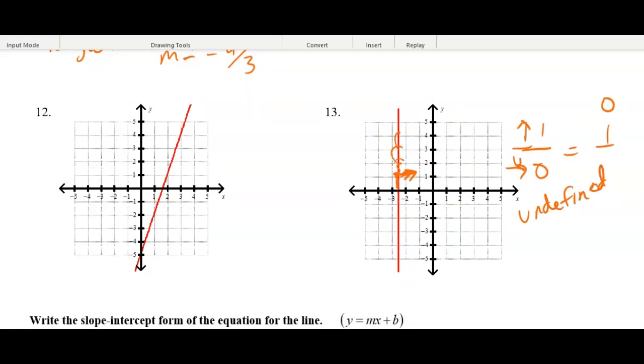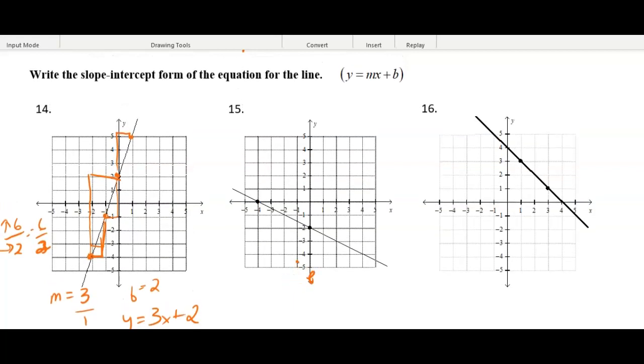This one here is a positive. I got a dot there, and looks like a dot there. So I can check this. I'm going up 3 over 1. Check it again. Up 3 over 1. So 3 over 1 is my slope. It is positive.